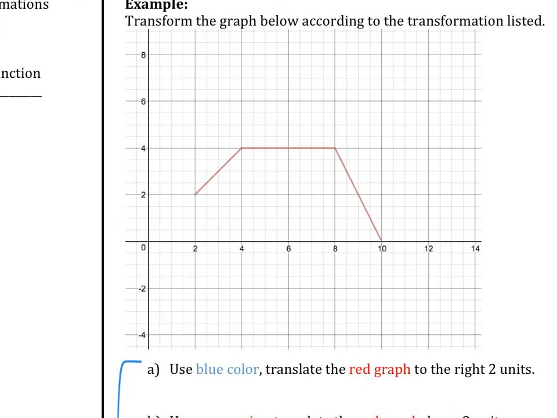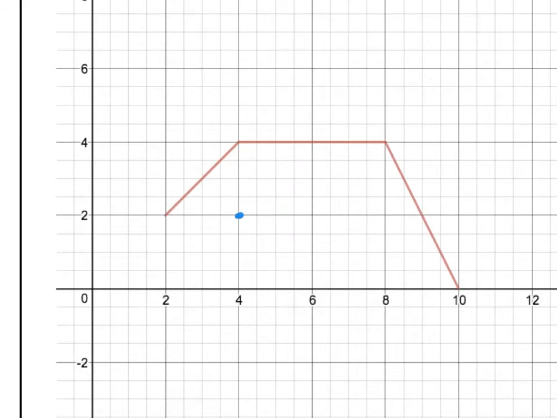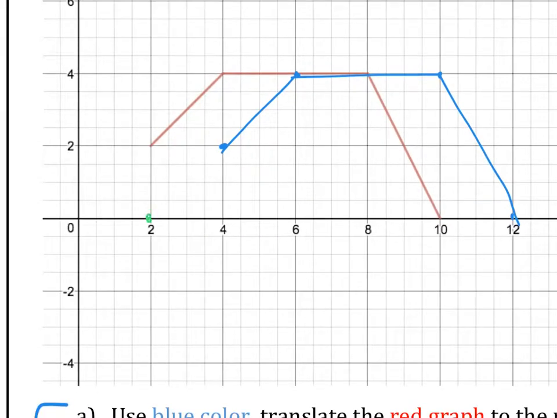So using blue color, we're going to move it to the right 2 units. So that means, you guys are pretty smart. You've noticed that pretty much we're moving all the vertices or the corner points and then kind of connecting the dots later. So that's good. Moving to the right 2 units, looks like that. Next, using the green color, we're going to move the graph down 2 units from the red. So that looks like this.